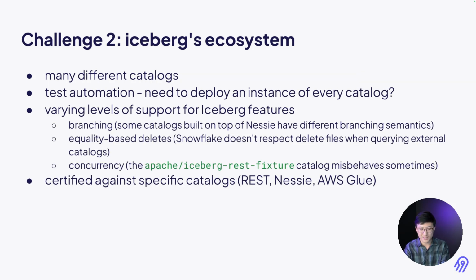The second challenge is sort of like Iceberg suffering from success, if anything. There's a bunch of different catalogs. The ecosystem is wide and varied. So if you're building a connector, you have to build automation for all of these tests. In order to do that, you have to stand up an instance of all these catalogs. And you better do that because every catalog has varying levels of support for all of Iceberg's features. Many Nessie-based catalogs have slightly different branching semantics from vanilla Iceberg, or Snowflake won't actually respect your delete files when you're querying an Iceberg table as an external catalog, and concurrency sometimes behaves weirdly.